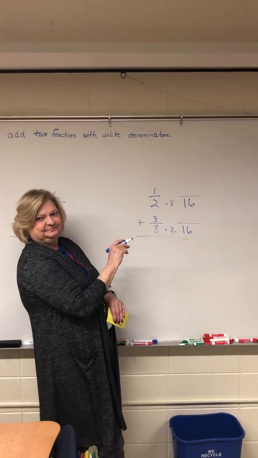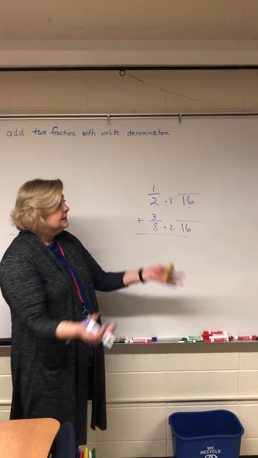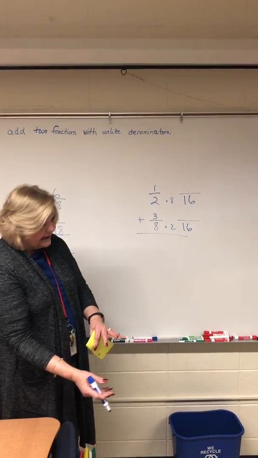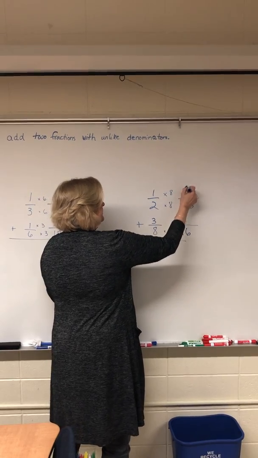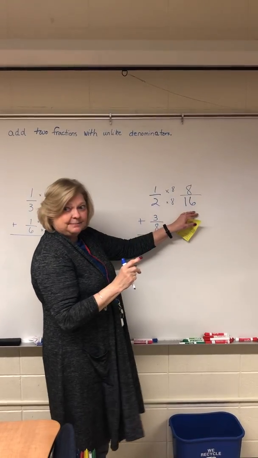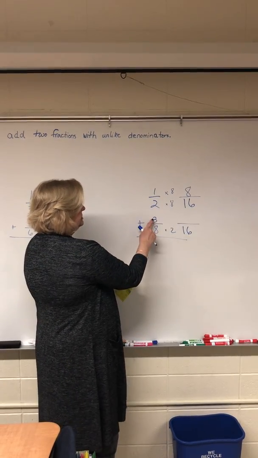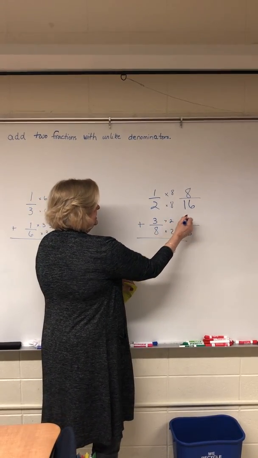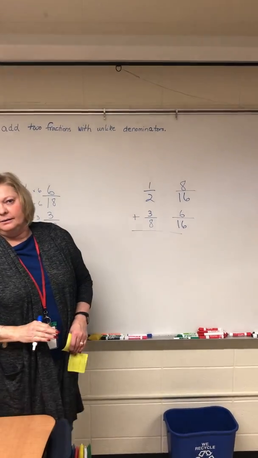Okay. So 2 times 8 is 16. So if we multiply it on the bottom, 2 times 8 on the bottom denominator, then we have to multiply the numerator. Now 1/2 is the same as 8/16. They're both equivalent. 8 times 2, 3 times 2. Now you can erase these if you want, or you can leave them there.